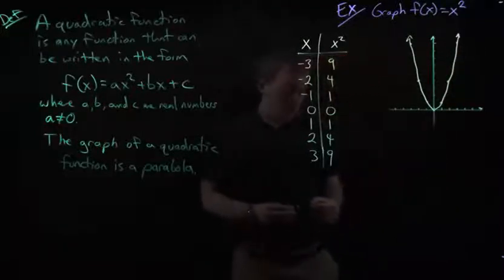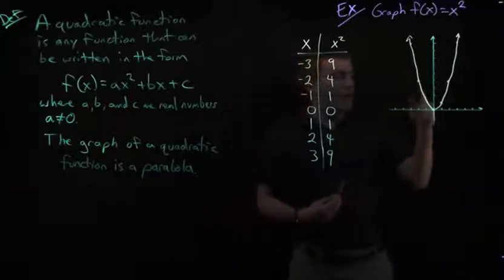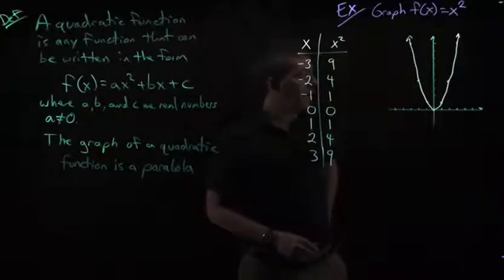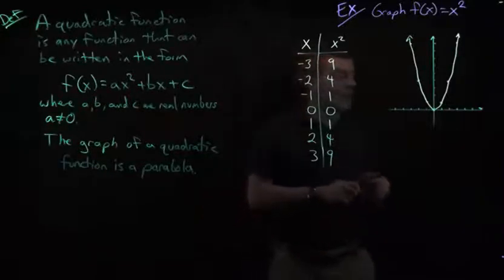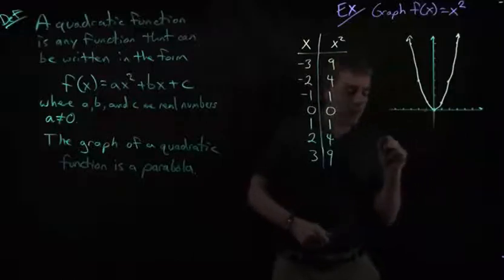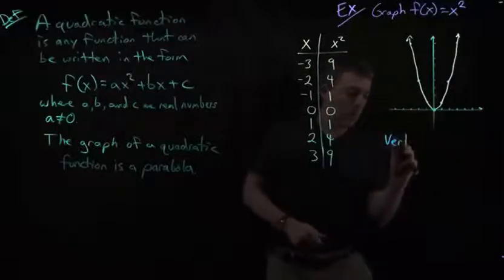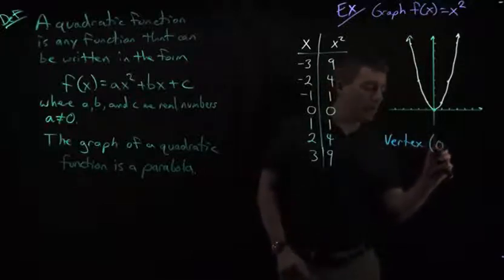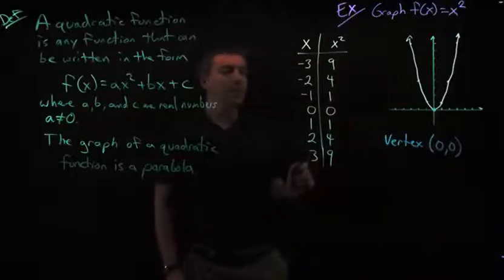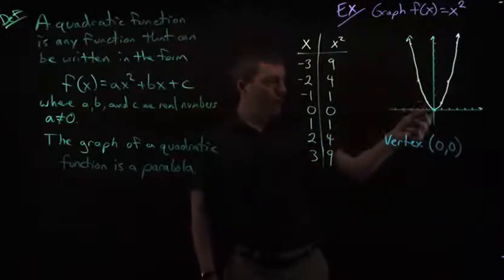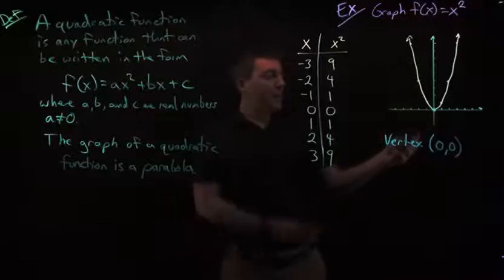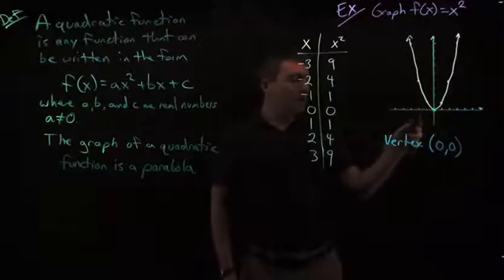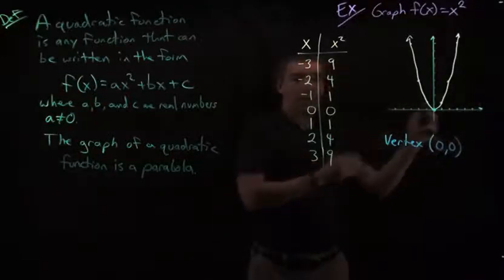All right, this point here where the turning happens is given a name. It's called the vertex. So let's look at the vertex. The vertex here for this particular quadratic is the origin, 0, 0. And this is the point where the parabola changes its direction. So to the left of the vertex, in this case, the graph is decreasing. But once it reaches the vertex, afterwards it becomes increasing.